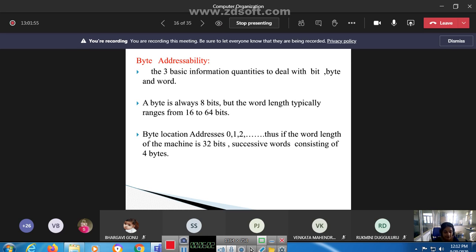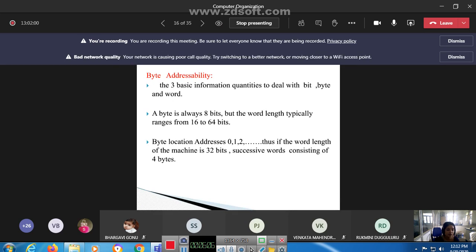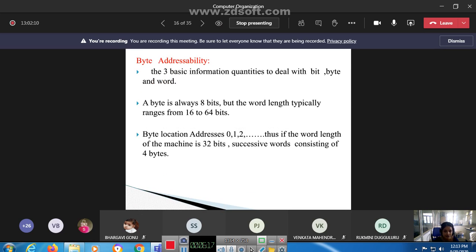So the byte locations have addresses 0, 1, 2, 3, and so on. If the word length of the machine is 32 bits, the successive addresses consist of 4 bytes, so the word addresses will be 0, 4, 8, and so on. So the word consists of 4 bytes.